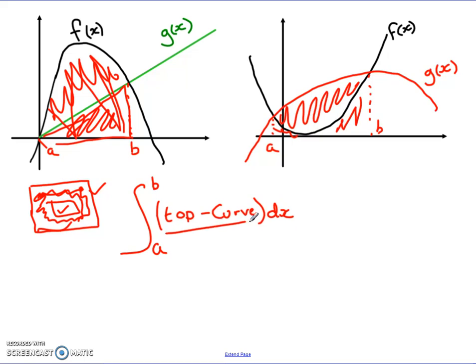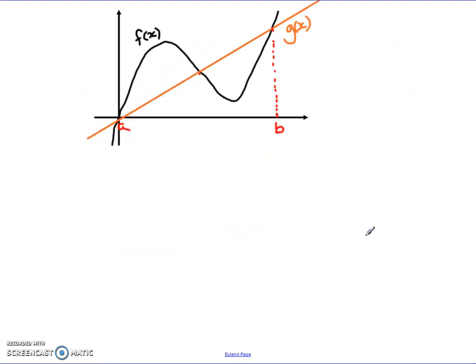We first have to do top curve minus bottom curve to get the equation that we're going to use. We then have to integrate from a to b, the two points where they intersect. Now this is a fairly straightforward concept to understand. Looking at this, actually it's quite easy. But there is a wee tweak that you've got to realise.